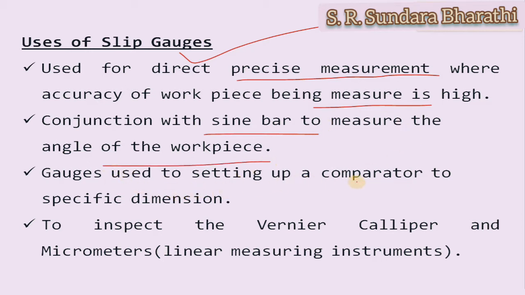Gauges are used for setting a comparator to specific dimensions. The comparator is used to compare values, and at that time a known value is needed, so we choose slip gauges. They are also used to inspect the Vernier Caliper and Micrometer, which are linear measuring instruments. You have to find out whether the Vernier Caliper or micrometers are okay. If any error is present, you check with the slip gauges.